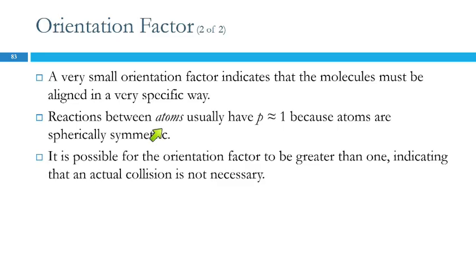If we think about reactions between atoms, that orientation factor is usually approximately 1 because atoms are spherically symmetrical, right? You take two spheres and you bang them together. Oh, I didn't turn this one the right way. No, there is no way to turn it. They just need to run into each other. They're always going to be aligned correctly. It's actually possible for that orientation factor to be greater than 1, which indicates that an actual collision is not necessary. That kind of sounds impossible, and we're not going to go there. It's one of those things that we're just going to ignore.